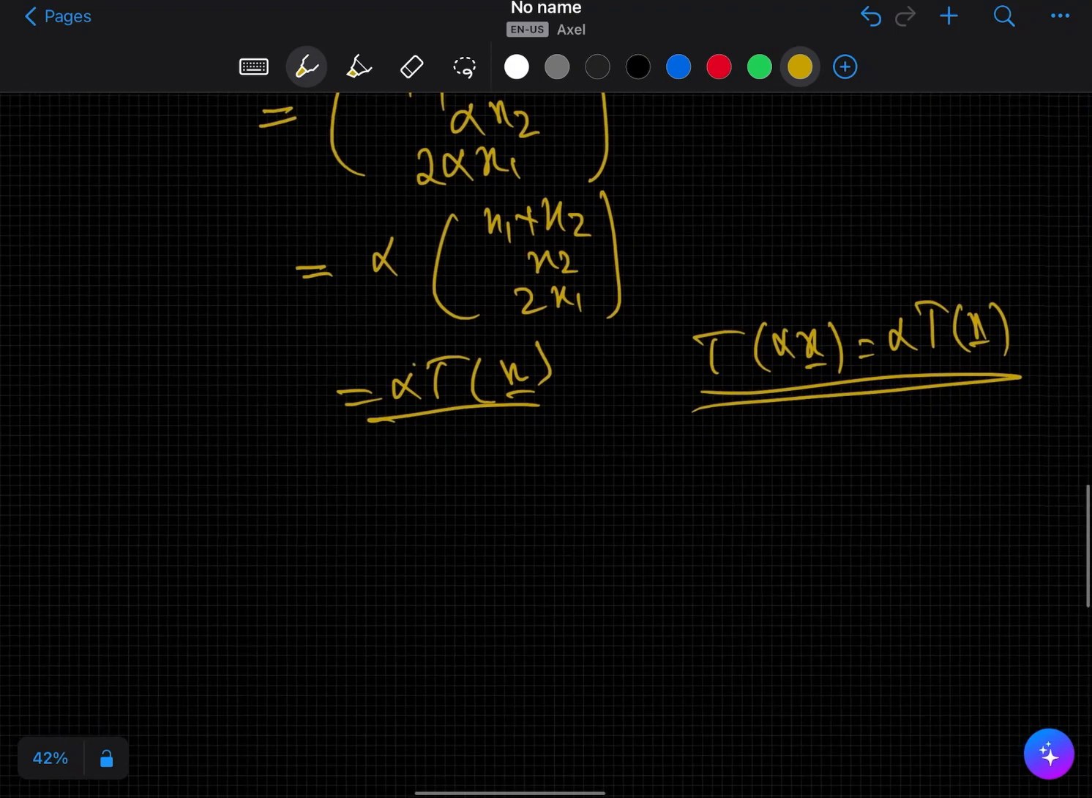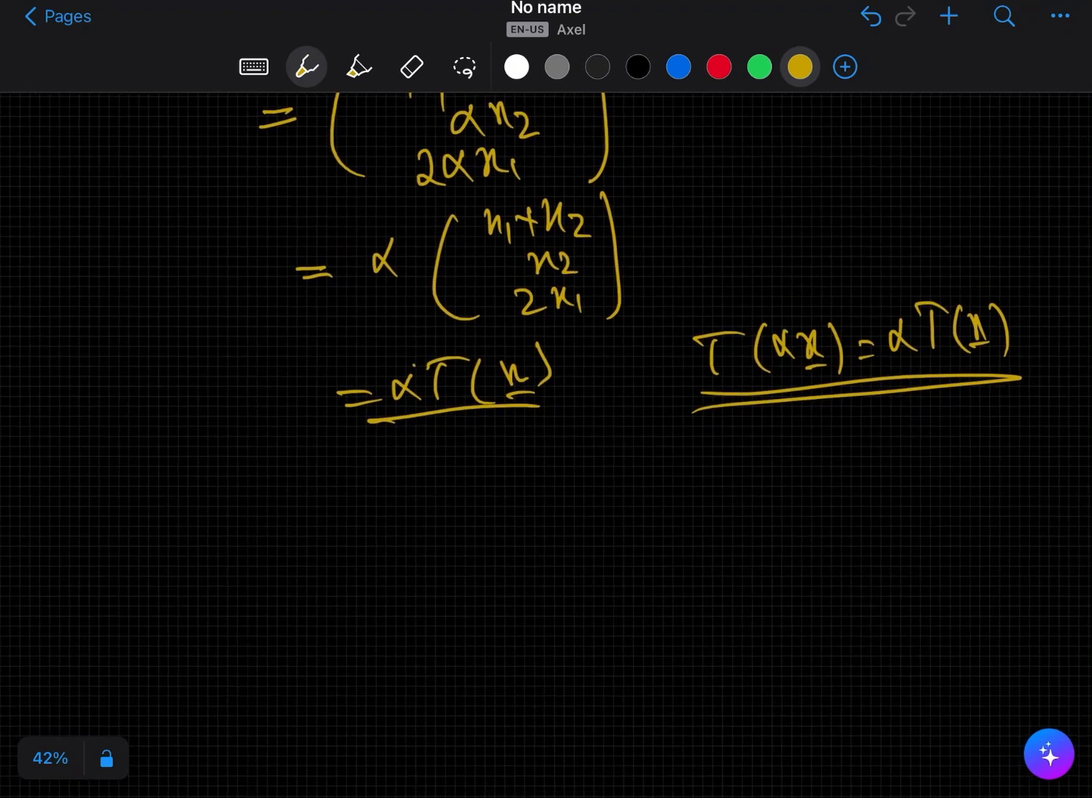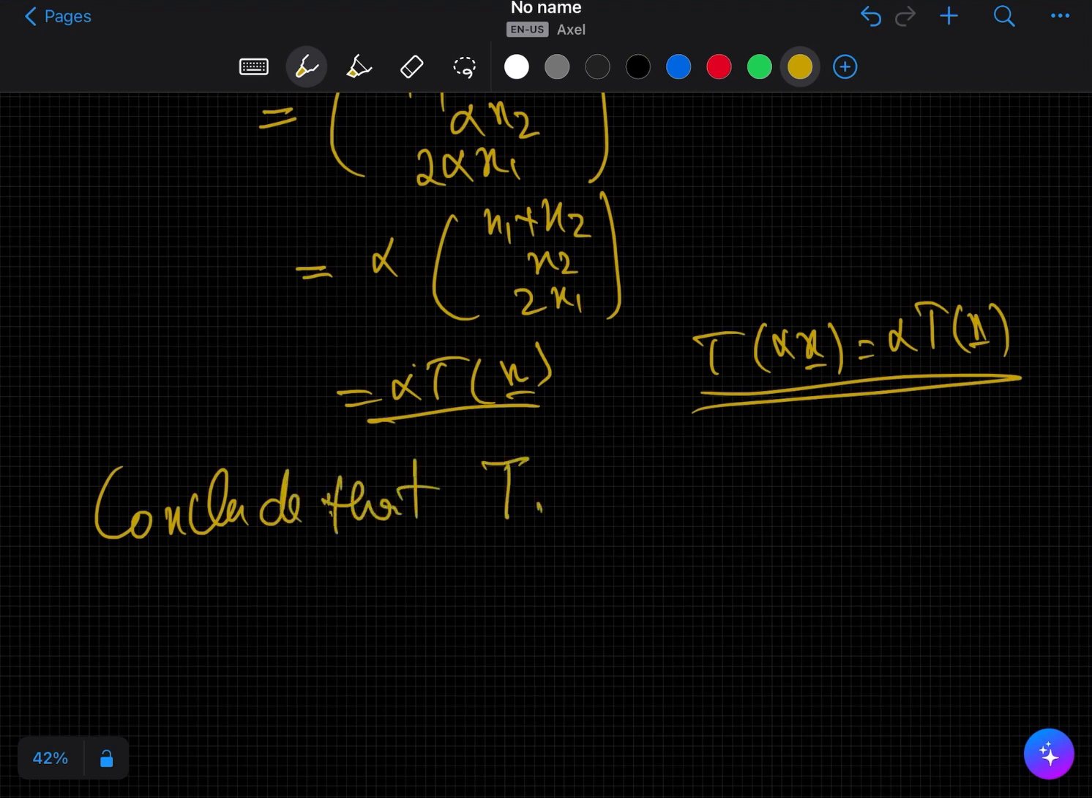Now, we have seen that the two conditions are met. Therefore, we conclude that T is a linear transformation. Let's see the second question.